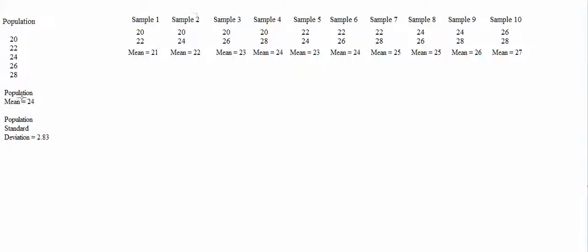I already calculated the mean and the standard deviation for you. The mean was pretty easy to find. We just had to add up the 5 numbers and divide by 5. The standard deviation I found with Excel, but if I wanted to find it by hand, I would just have to subtract each number by the mean of 24 and then get the deviations and the squared deviations.